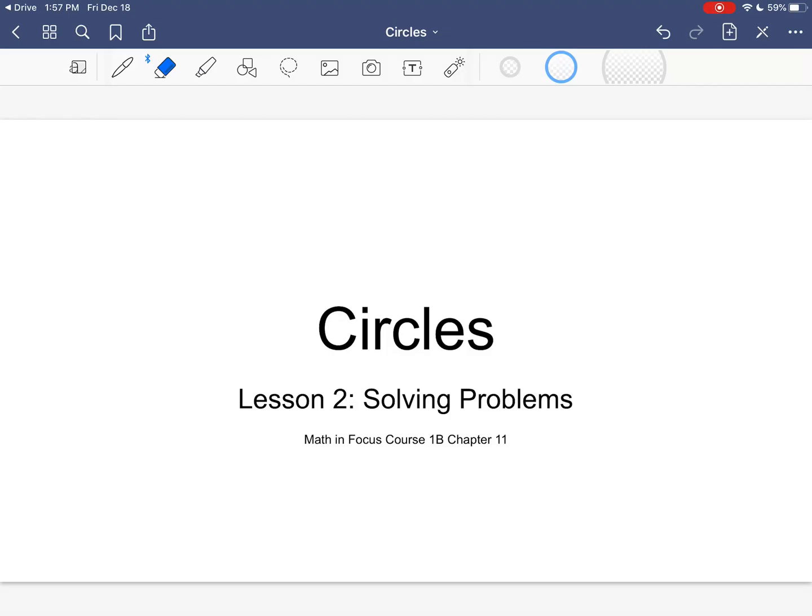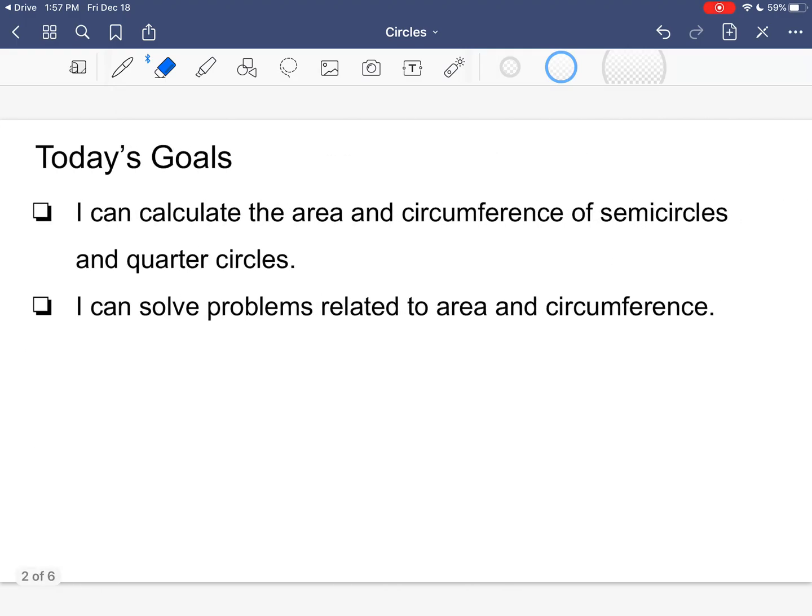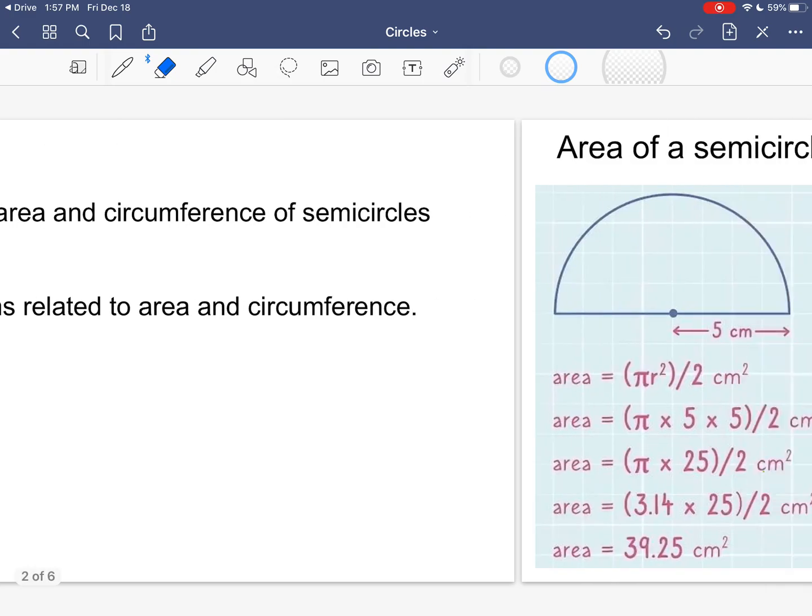Welcome back to the Circles unit. Today's lesson is about solving problems relating to circles. The goals of today's lesson are that you can calculate the area and circumference of semicircles and quarter circles, and that you can solve problems related to area and circumference.